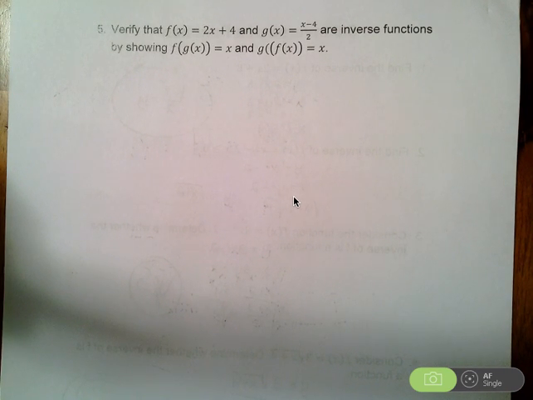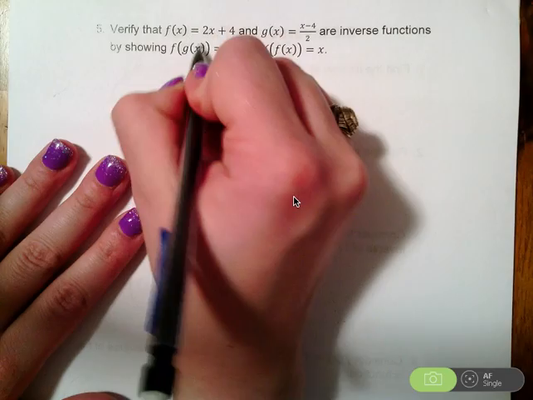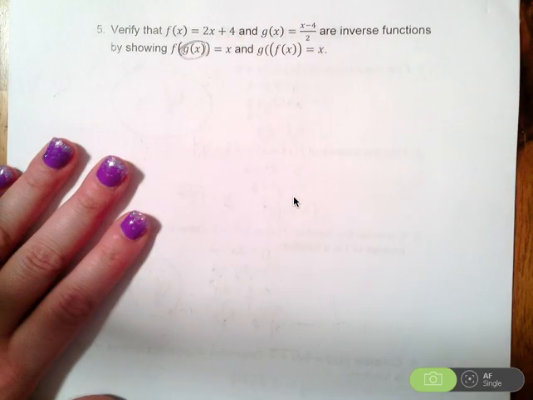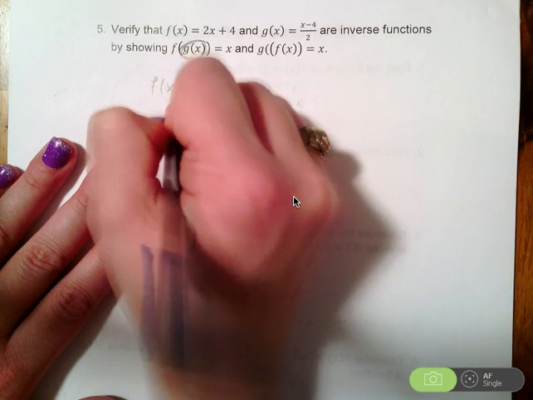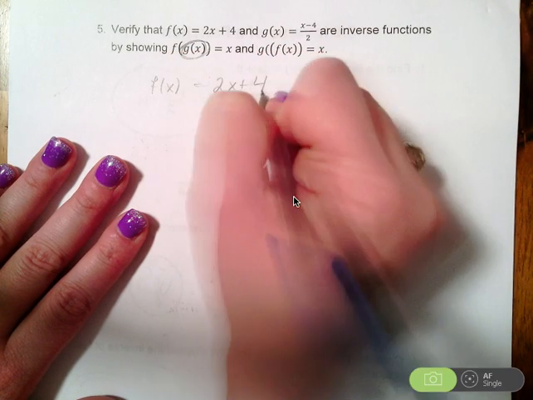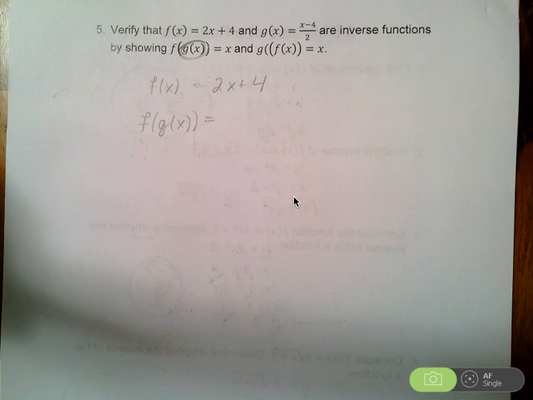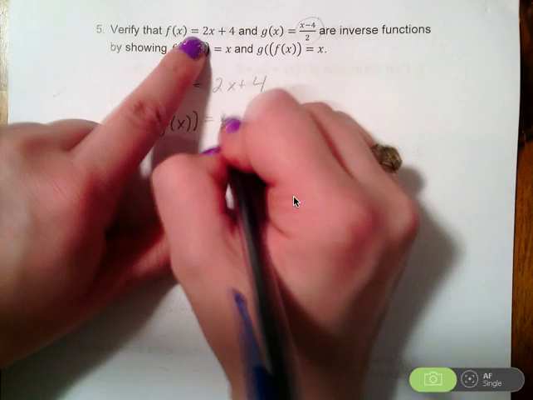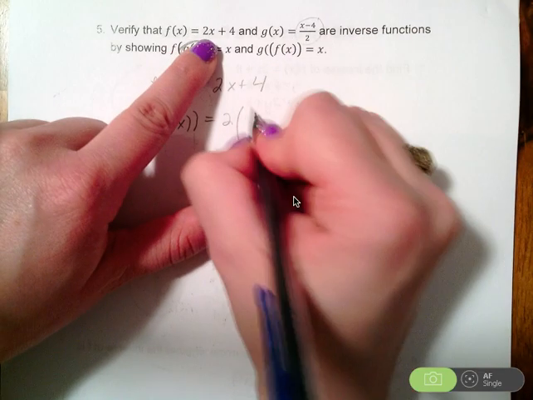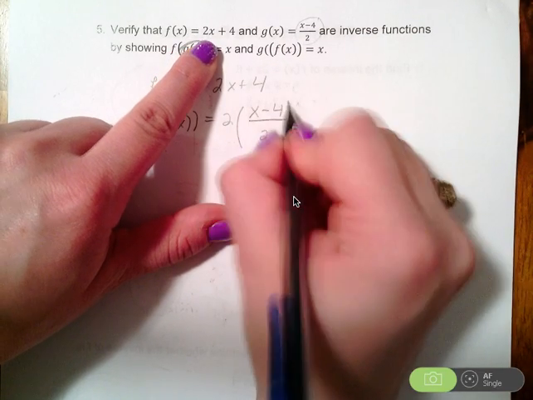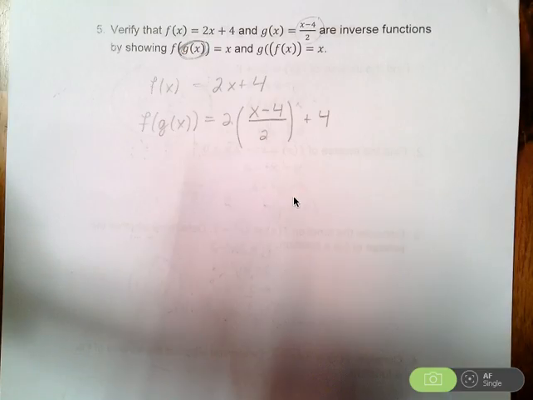Verify that f and g are inverse functions by showing composition. Here we go. We want to compose f and g so that g of x is inside of f. We know that f of x is equal to 2x plus 4. So f of g of x wants us to take wherever there's an x in our function f, and plug in what g of x is equal to. Well, g of x is equal to this. So we've got 2 times, not x, but g of x, which is (x minus 4) over 2, plus 4 from the plus 4 here.